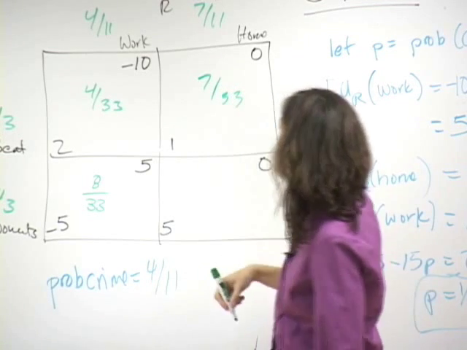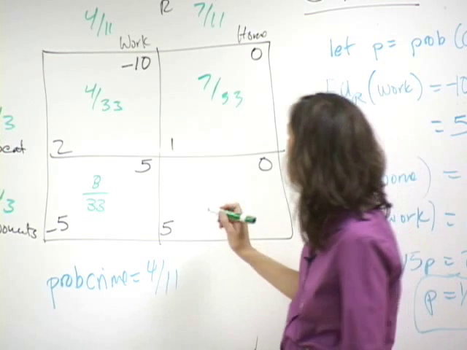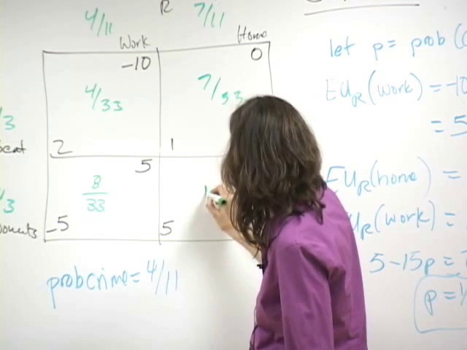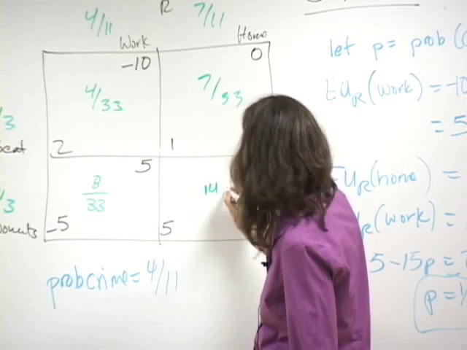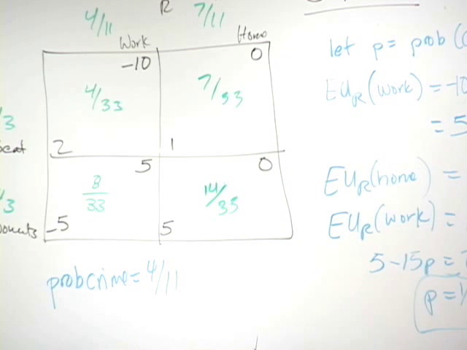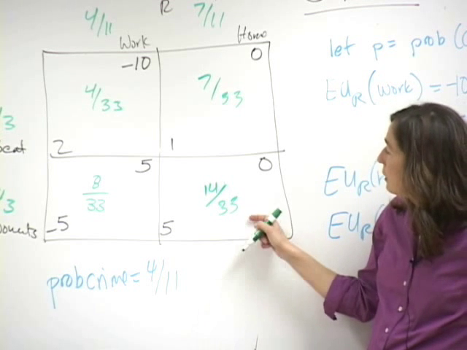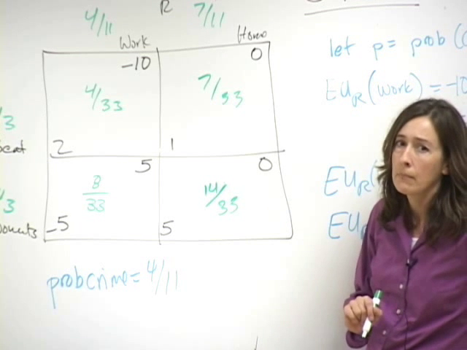7/33 of the time, cops are driving around bored, robbers are at home, and 14/33 of the time. Is that adding up correctly? Yes, it does. 14/33 of the time, the cops are in the donut shop and the robbers are at home.